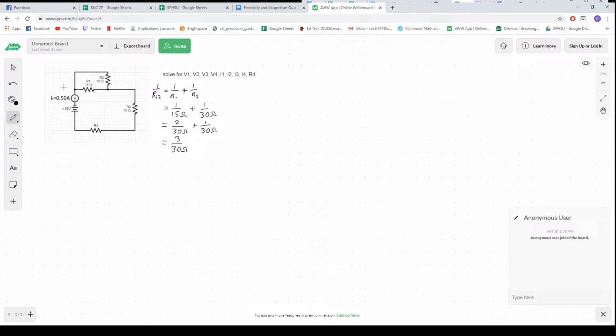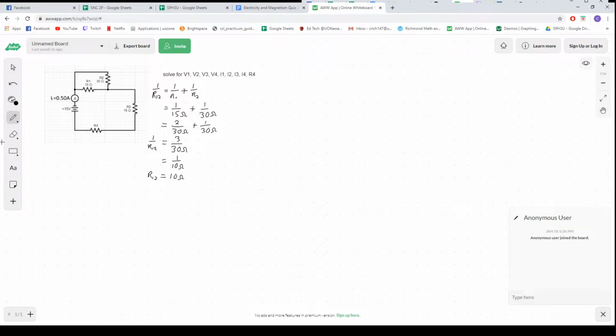And remember, this is equal to 1 over R12. It's not R12, it's 1 over R12, which is a rather important distinction to be making. Because now, if we want to find R12, we just need to flip both fractions and do some simplifying. So to simplify, 3 over 30 is just 1 over 10. So let's write that in. Which equals 1 over 10 ohms. Which means that R12, flipping both fractions, is equal to just 10 ohms.